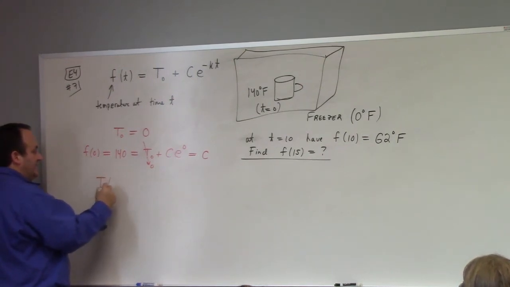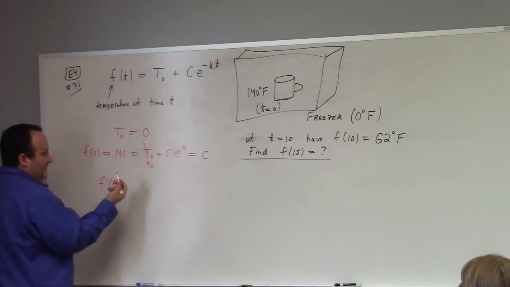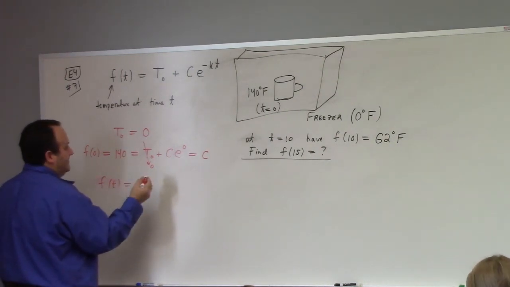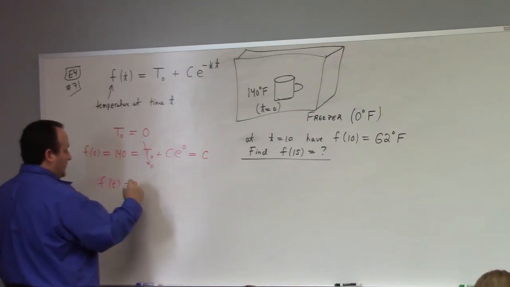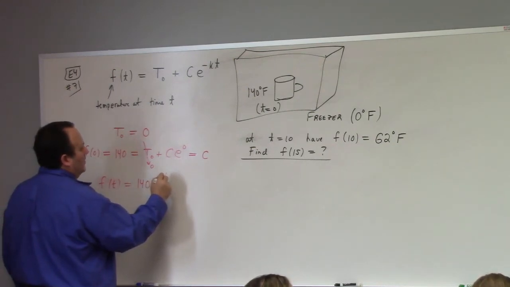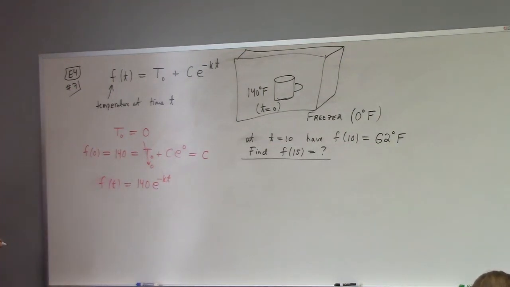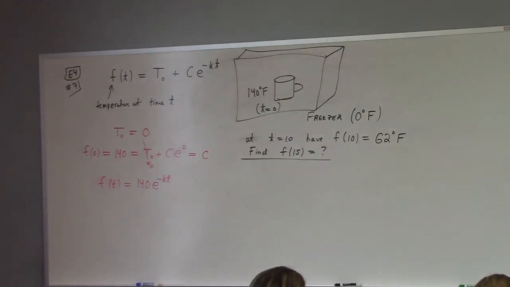So what we find then is that F of t, which is why he's using F rather than big T to avoid that, I guess, is 140 e to the minus kt. Well, okay, so we still don't quite have the formula down, do we? Because we still don't know the decay rate. That K describes how fast the heat in the coffee is lost to the freezer. It would be different if you had an insulated mug versus an uninsulated mug, stuff like that. So how do we find K?